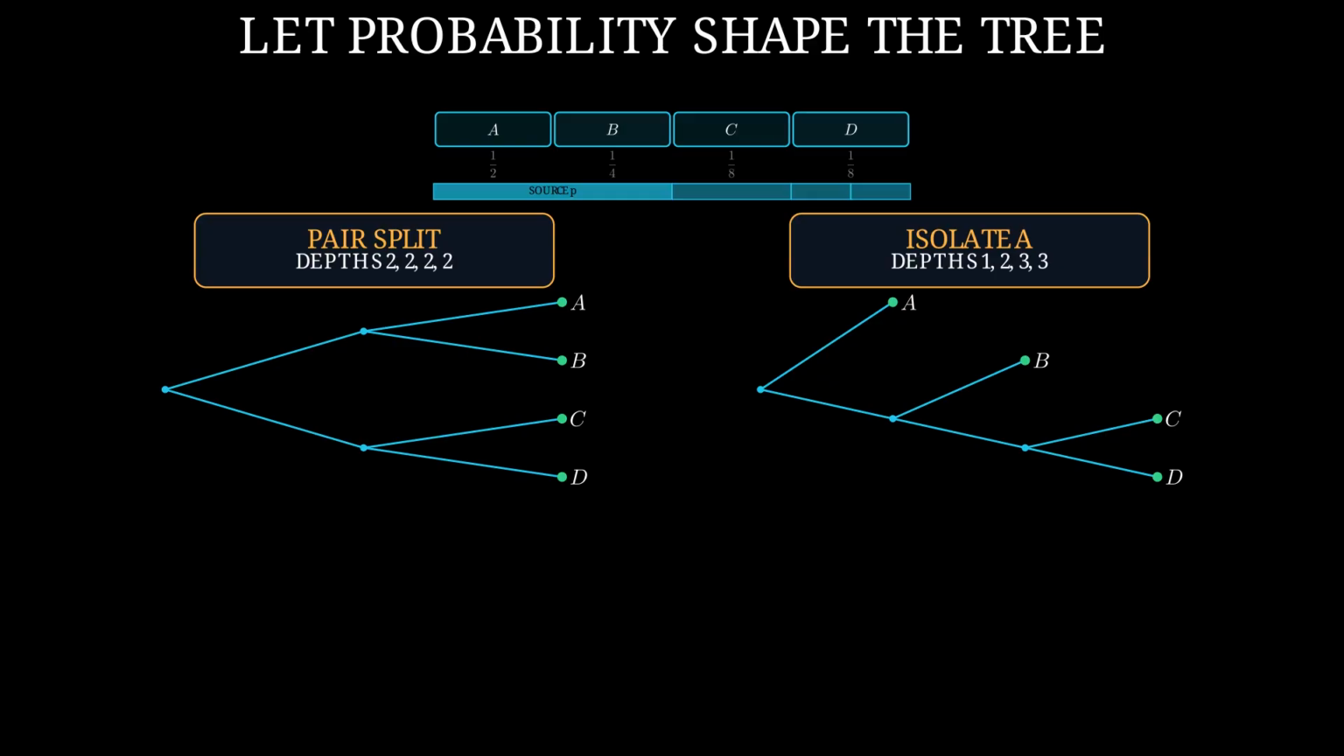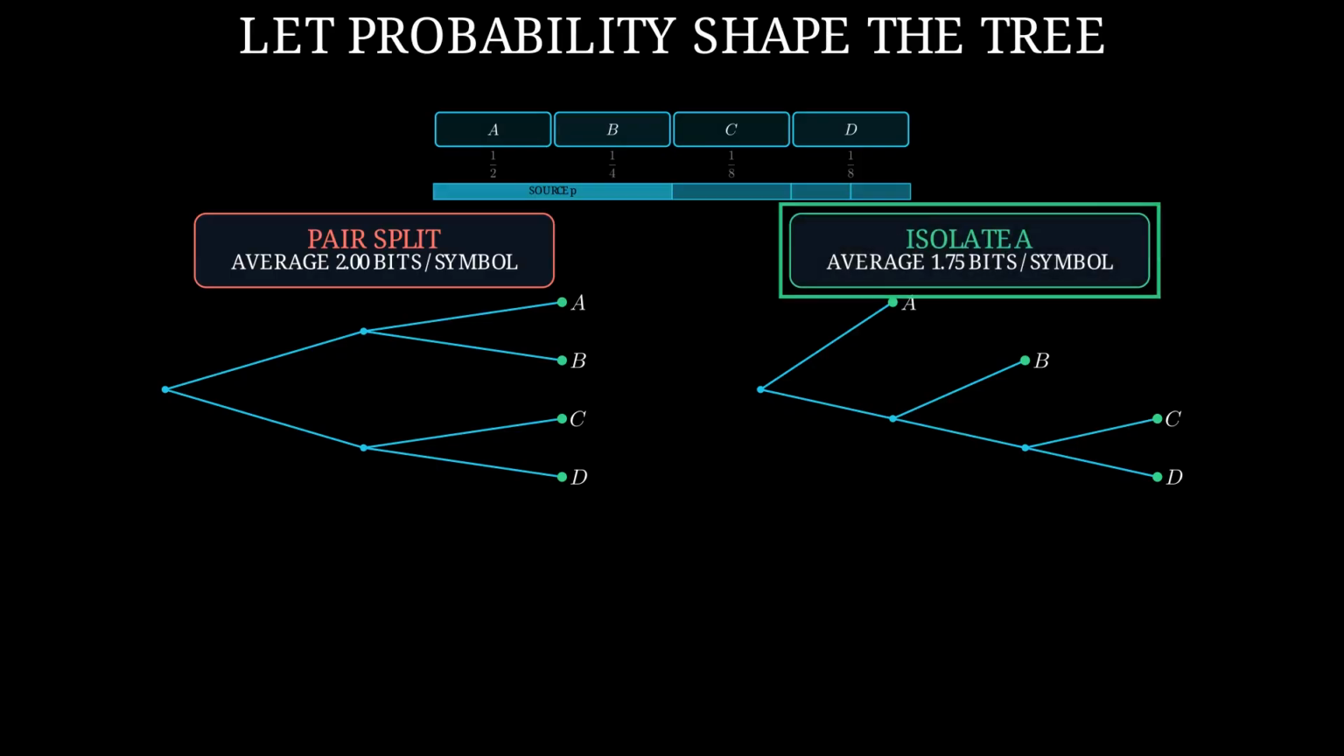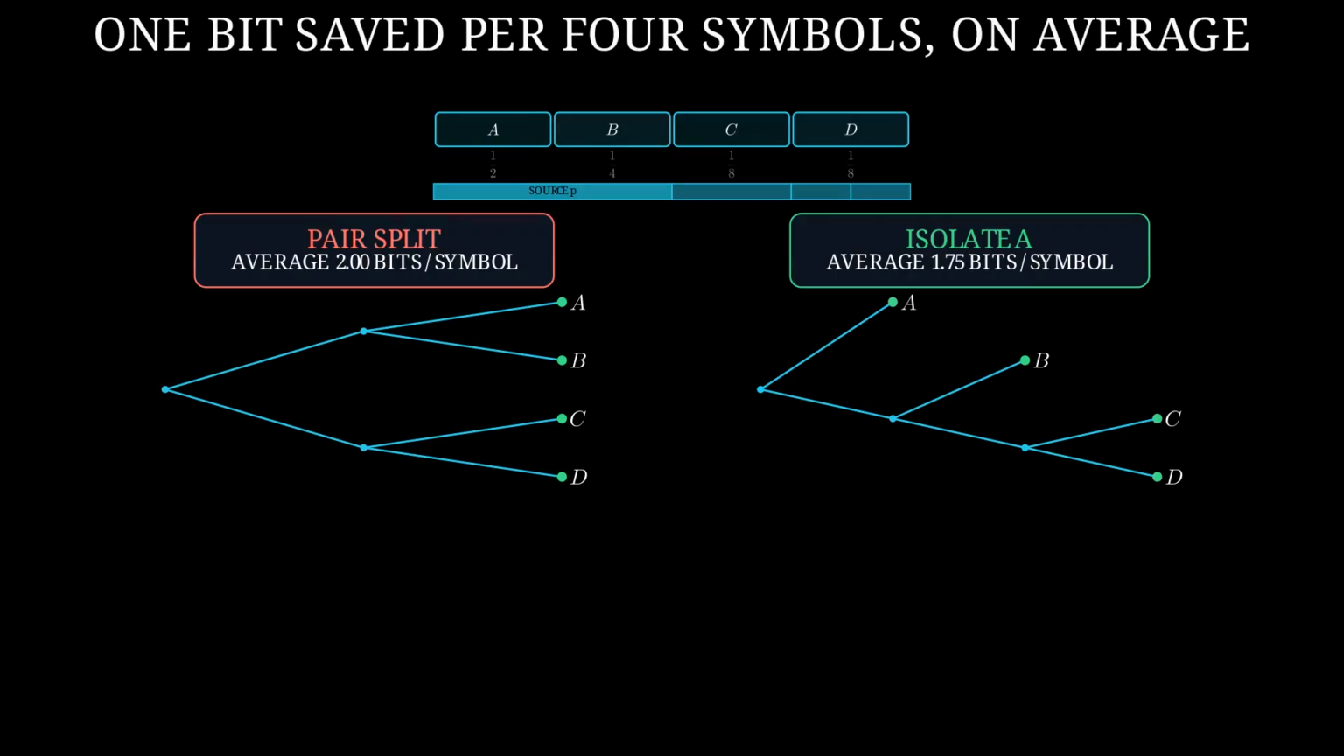Every leaf still names exactly one symbol. Only the number of transmitted bits changes. Weight each depth by how often its symbol occurs. The balanced code averages 2 bits per symbol because every path has depth 2. The other tree gives 1/2 times 1, plus 1/4 times 2, plus 2 copies of 1/8 times 3. That is 7/4, or 1.75 bits per symbol. That is 1 bit saved for every 4 symbols on average. So balancing labels was fair, but it spent too many bits on the common symbol.